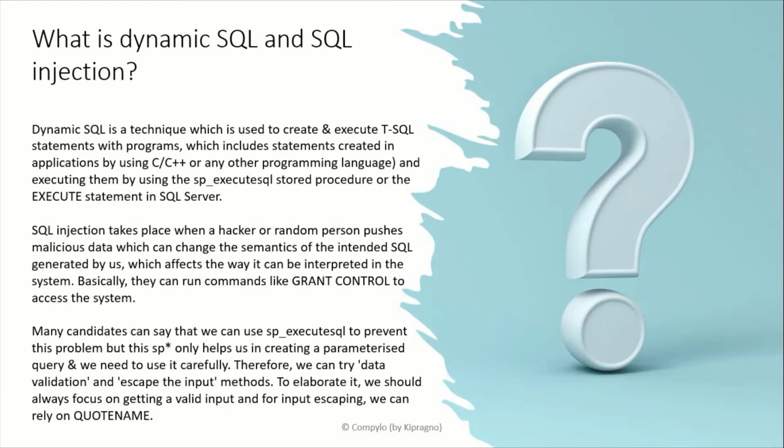SQL injection takes place when a hacker or any random person pushes malicious data which can change the semantics of the intended SQL generated by us, which affects the way it can be interpreted in the system. Basically, they can run commands like grant control to access the system. Many candidates can say that we can use sp_executesql to prevent this problem, but this stored procedure only helps us in creating a parameterized query, and we need to use it very carefully.